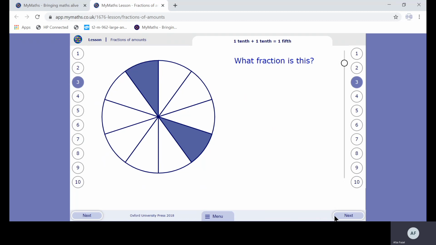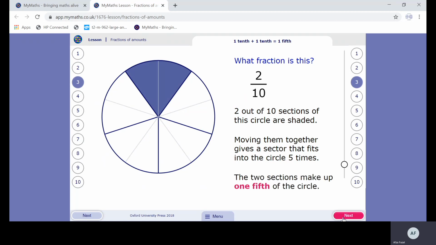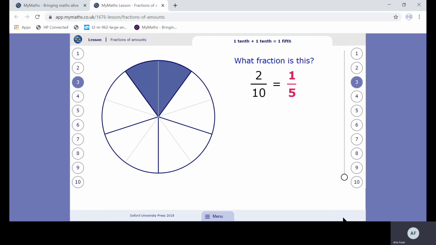So this fraction now you've got to tell me. So we've got 2 coloured in, it's 2/10. So 2 out of 10 sections of the circle are shaded. Moving them together gives a sector that fits into the circle 5 times. The 2 sections make up 1/5 of the circle. So 2/10 is equal to 1/5. Remember here you've done 2 divided by 2, 10 divided by 2 to get 1/5. They are equal fractions.